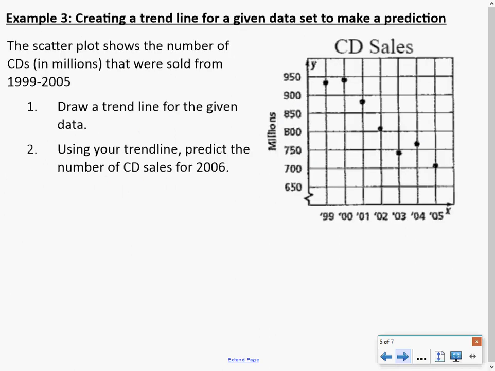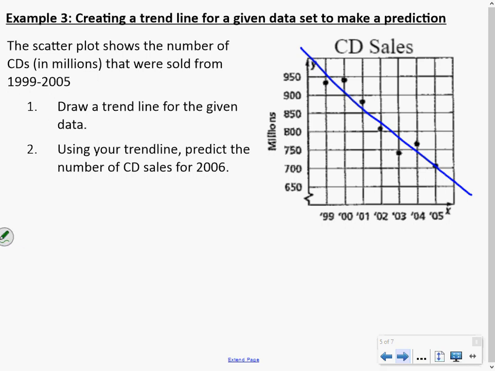So let's talk about trend lines. It says the scatter plot shows the number of CDs in millions that were sold from 1999 to 2005. So two things we want to do here. We want to draw a trend line, and remember those cut through the points right down the middle. And then we want to use that trend line to predict the number of CD sales in 2006. Now, when we're drawing trend lines by hand, it's never going to be perfect. We just want to try to fit the data the best that we can. And the line that fits best looks like it would probably be right about here.